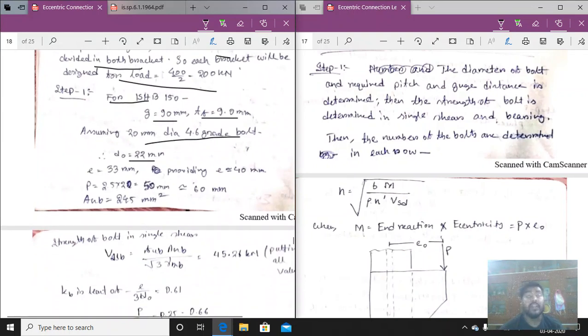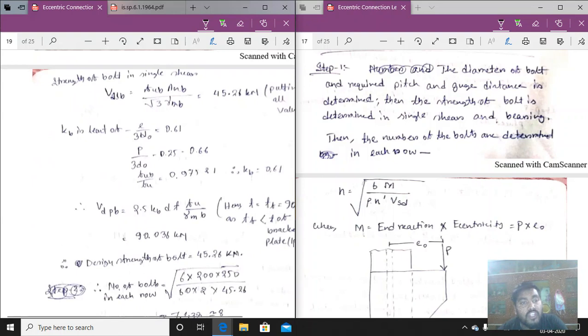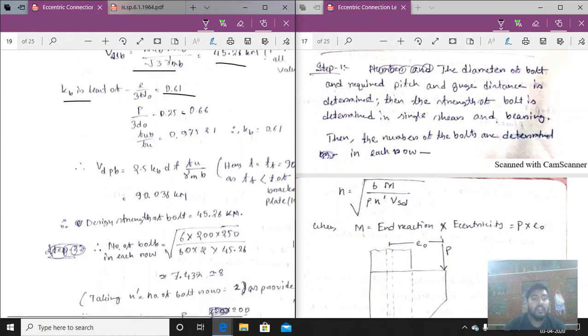So D0 is equal to 22, that is D 20 plus 2, we know. E is equal to 33, which is the least value, so providing a minimum value of E equal to 40, and 2.5 into T, 50 mm, providing 60 mm, and A and B as 45, that we know. So the strength of the bolt in single shear, by that formula, we get 45.26, putting all the values. KB, we know that the bearing strength VDPB will be greater than the VDSB, calculating all the values, 0.6166.